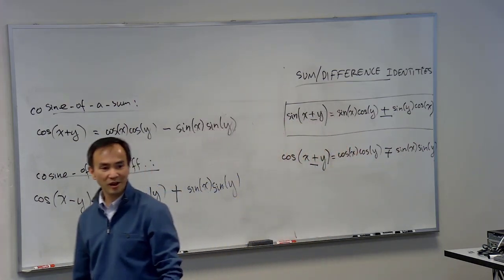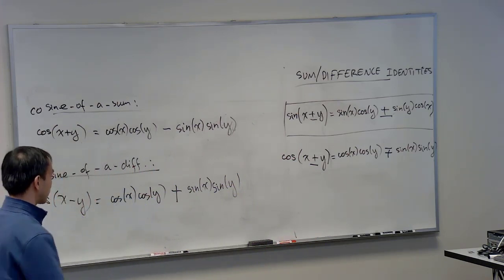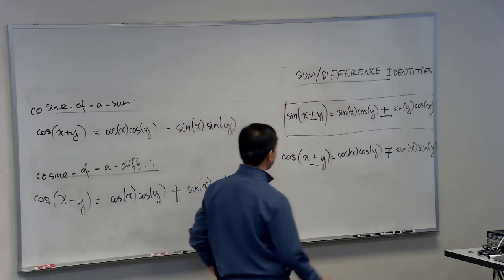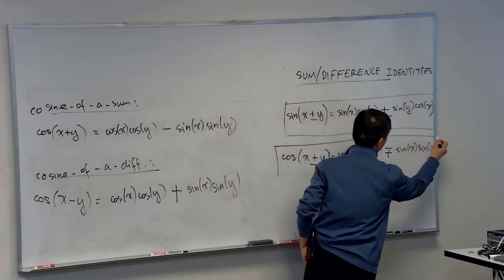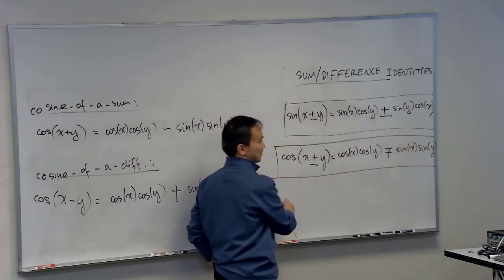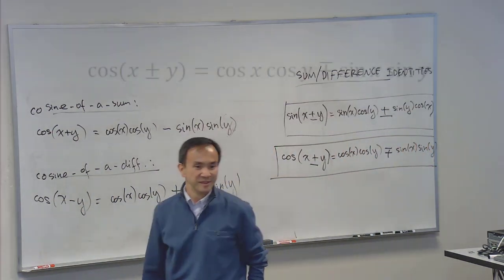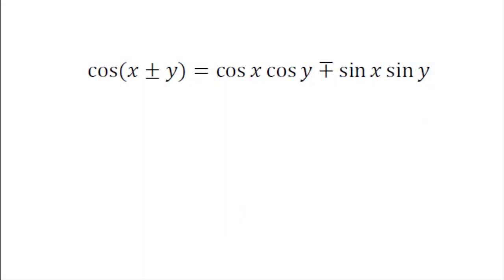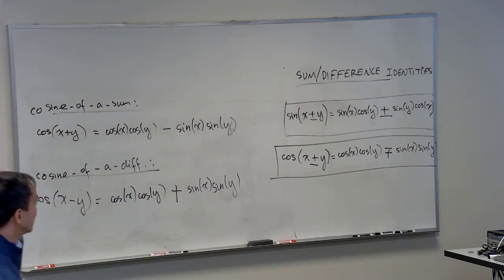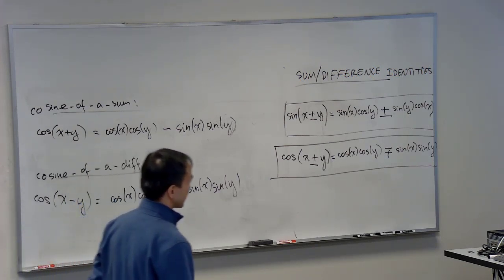You will actually see a lot of textbooks write one formula for the sum or difference identity of cosine, like what you're seeing right here on the board in front of you. You know what I mean? That's what we've learned about the sum or difference identity.